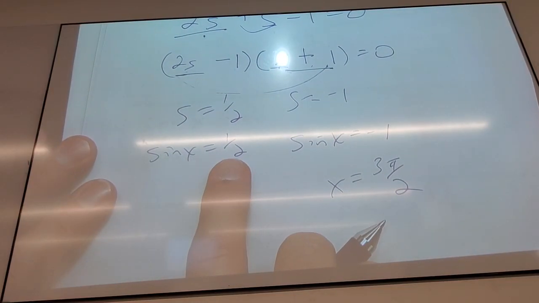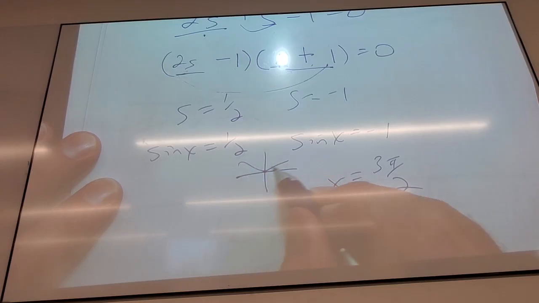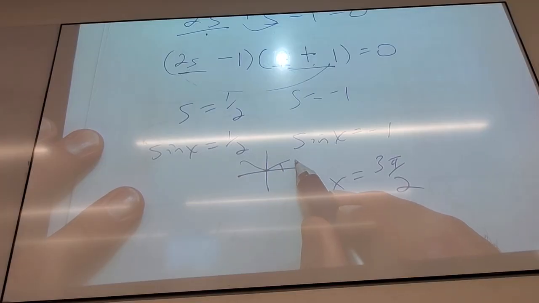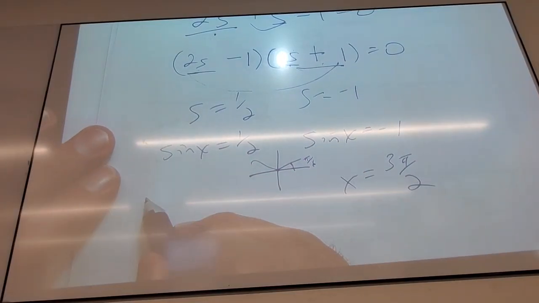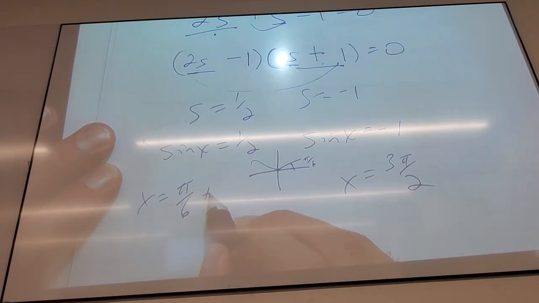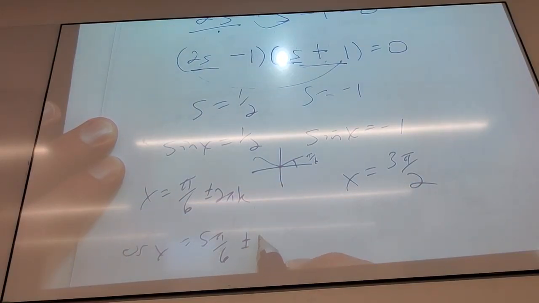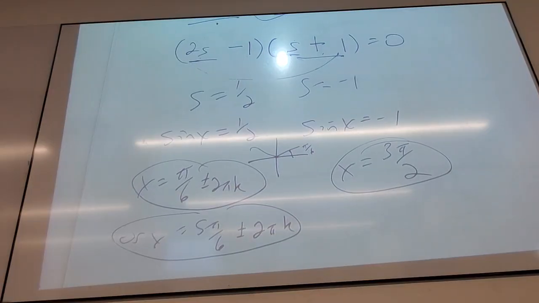When is sine 1/2? What quadrants? Just pi over 6. 1 and 2 is when y is positive, yes? What's the reference angle? Pi over 6. So x is pi over 6 plus or minus 2 pi k, or x is 5 pi over 6 plus or minus 2 pi k. So I get 3 answers.